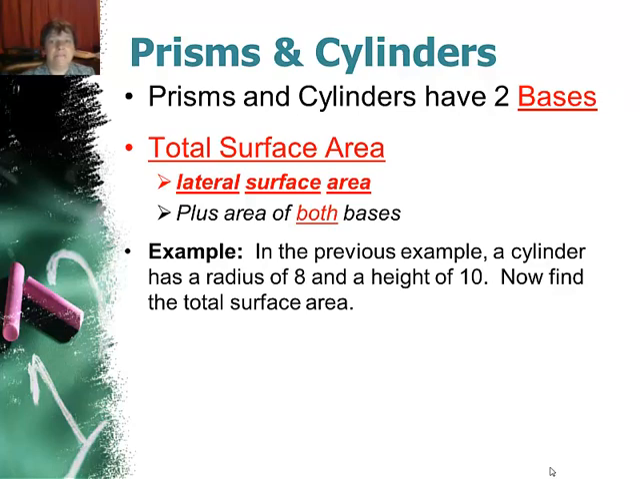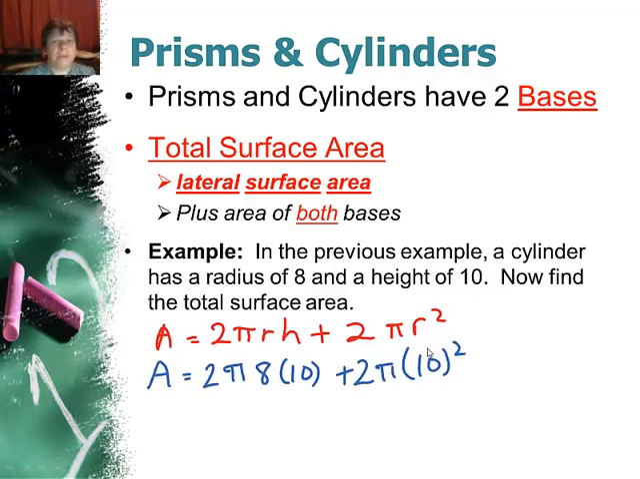So in the previous example, we had a cylinder with a radius of 8 and a height of 10. Now we're going to find the total surface area. Here you can see I have the lateral, which is 2 pi r times the height, and then I have both bases, the bottom circle and the top circle. So that's 2 of these pi r squareds.